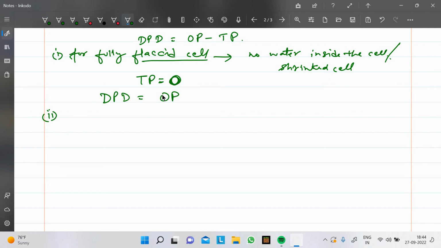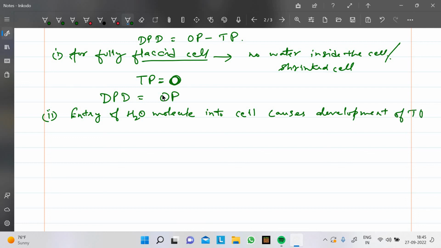The second situation: water will start entering inside the cell. Entry of water molecules into the cell causes development of turgor pressure. Now turgor pressure increases as time passes. Okay, but until when?